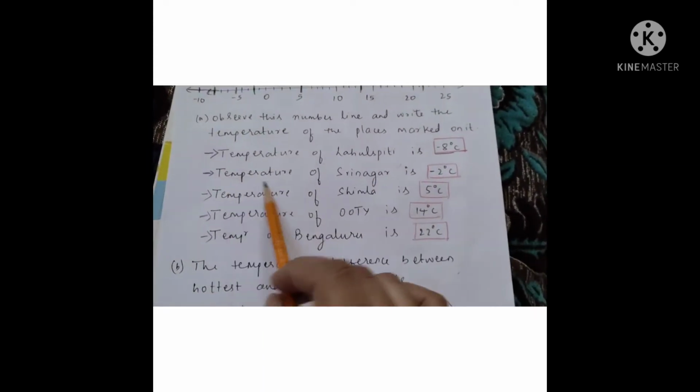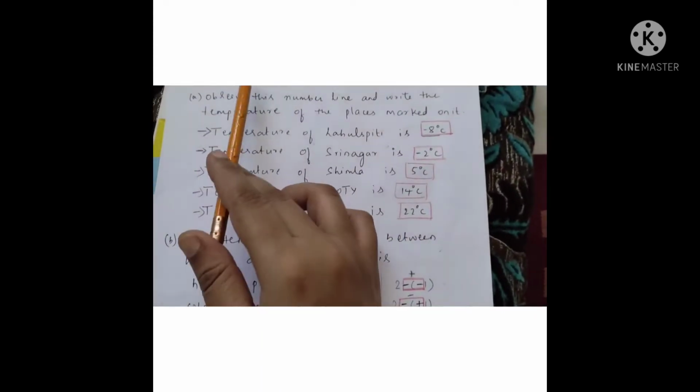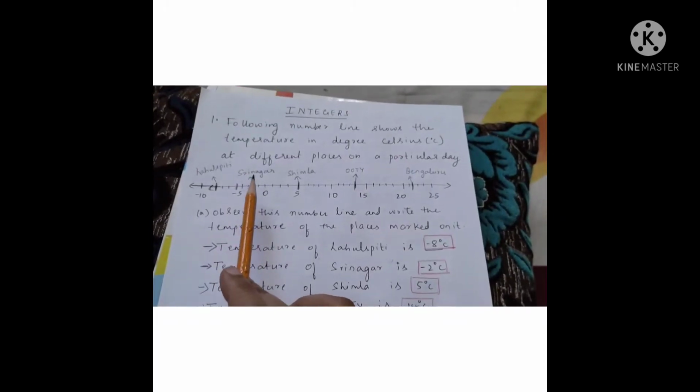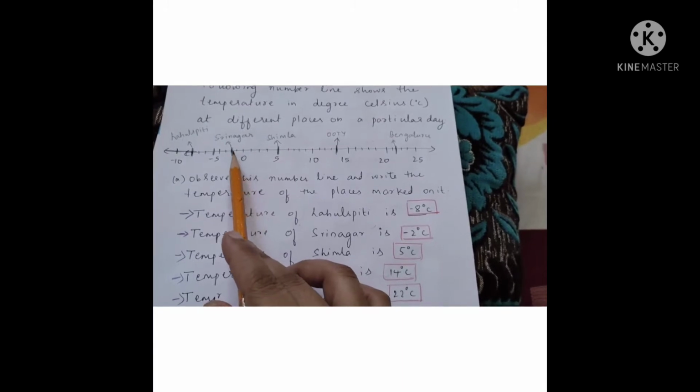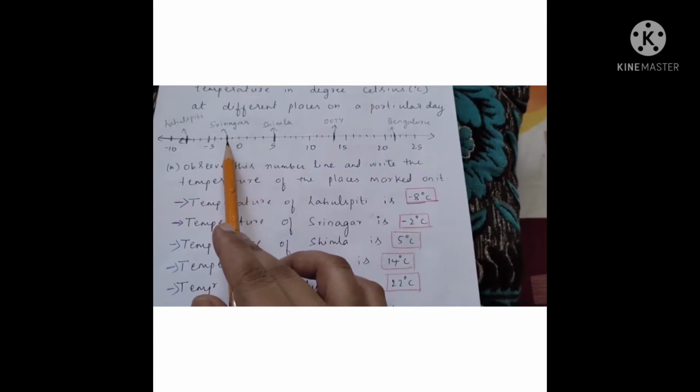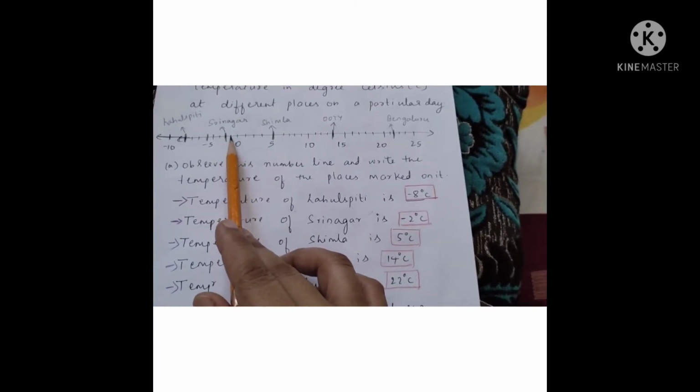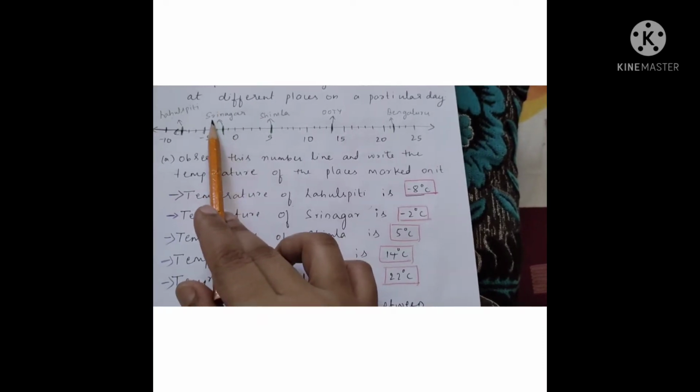Now what is the temperature at Srinagar? That is our second aim. Where is Srinagar? It is here in the number line. So it goes 0, 1 and 2. Is it positive or negative? It is to the left of 0, so it is negative. So it is -1 and -2. Srinagar is marked -2 degrees centigrade.